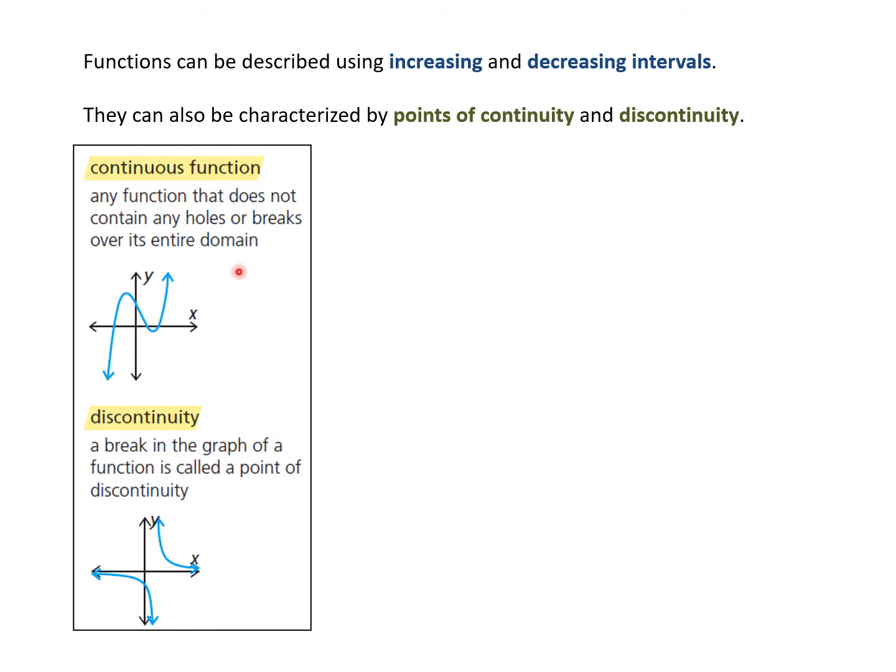Any function is continuous if there's no holes in it or breaks in it. It just goes smoothly. You would not have to pick up your pen. You could keep drawing, drawing, drawing, drawing. That's continuous. Discontinuous is like this. You have to pick up your pen to get from one spot to another spot. There's an asymptote or there's a hole. There's something going on. There's a break in the graph. And that's the point of discontinuity.